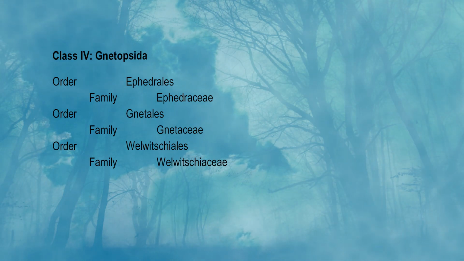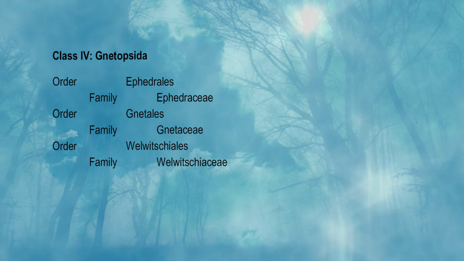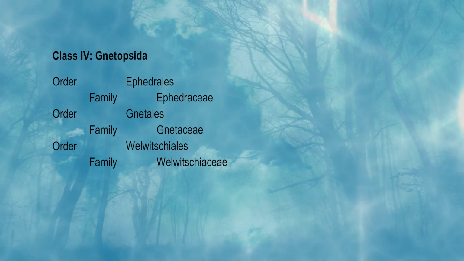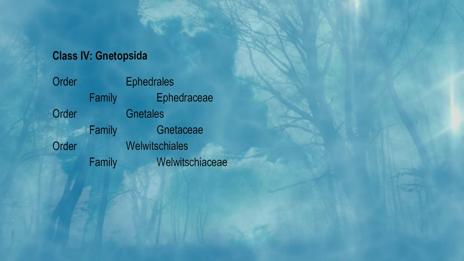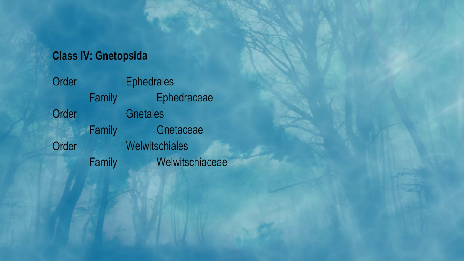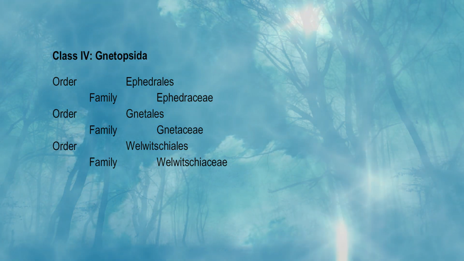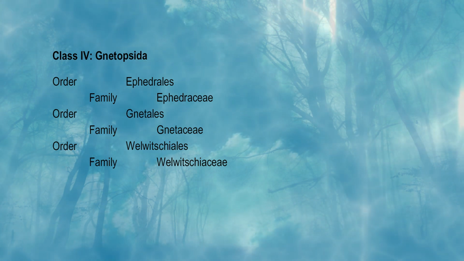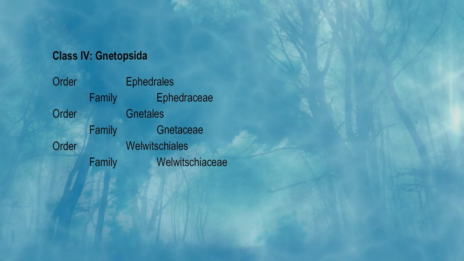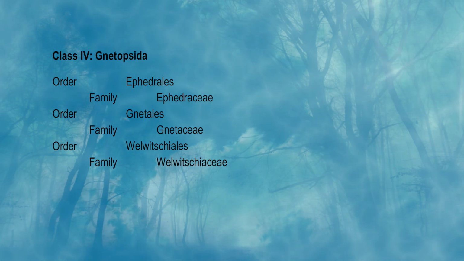We have Gnetopsida, in which Ephedraceae has several species. In Gnetaceae we have Gnetum, and in Welwitschiaceae we have only Welwitschia, the only monotypic order in the gymnosperms.